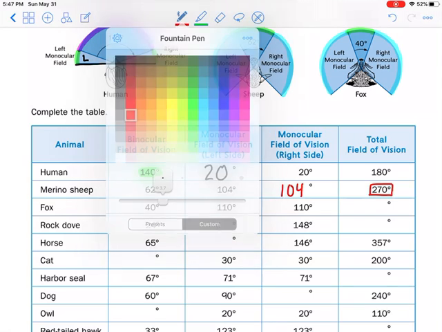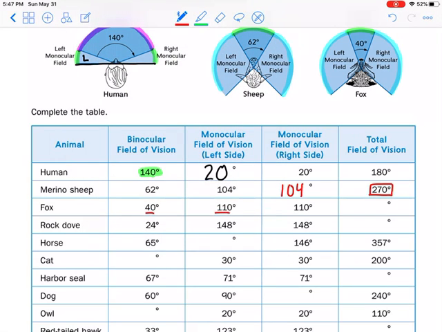Okay, let's do it for the fox. They're giving you all of the fields of vision for the fox, and they're asking you what the total field of vision is. So you would do 40 degrees plus 110 degrees plus 110 degrees, and you would get 260 degrees.